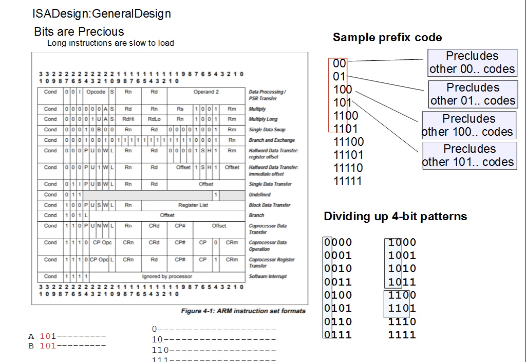Prefix codes are used in other areas than ISA design, most importantly in data compression, where it's common to set up prefix codes to represent, for instance, the letters of the alphabet, with shorter codes for common letters and longer codes for uncommon letters. Since the shorter codes are used more frequently than the longer ones, the total data needed is reduced.